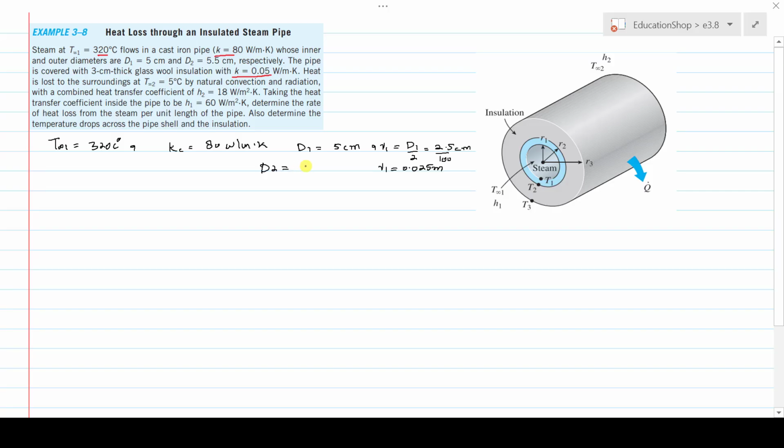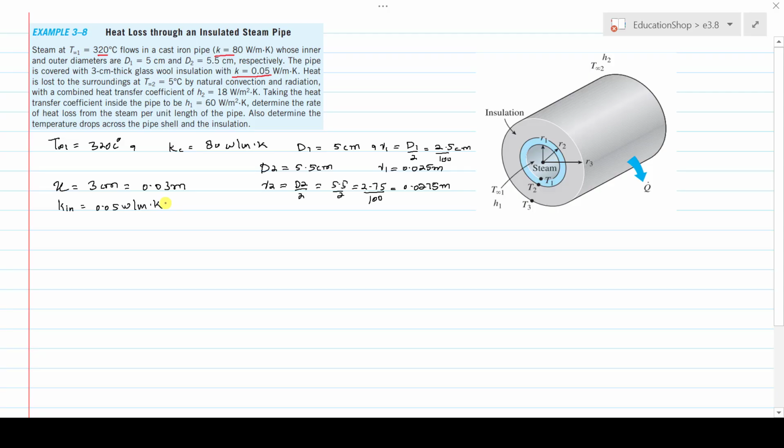The outer diameter of the pipe is D2 and its value is 5.5 centimeter. Then the R2 value will be equal to D2 divided by 2, that is 5.5 divided by 2, and you will get its value, that is 2.75 centimeter. Divided by 100, convert into meter, that is 0.0275 meter. Next, the pipe is also covered with insulation. The thickness of the insulation is, let's say, X, and that is 3 centimeter. Convert this into meter, that is 0.03 meter. Thermal conductivity of the insulation is, let's say, Kn, and it is 0.05 watt per meter Kelvin.